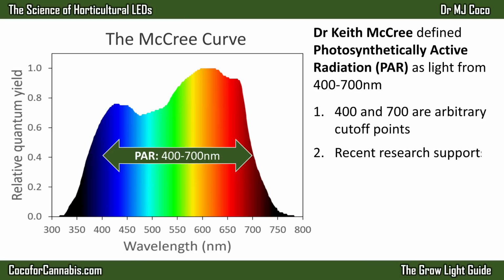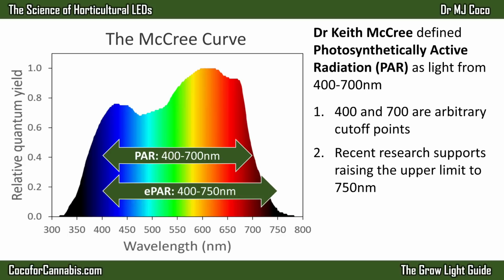Second, advances with LEDs and lasers have allowed more recent research to refine the range of photosynthetically active radiation. Importantly, many now argue that the 700 limit should be moved to 750. This is the new E-PAR that Dr. Bruce Bugbee and others are advocating for.